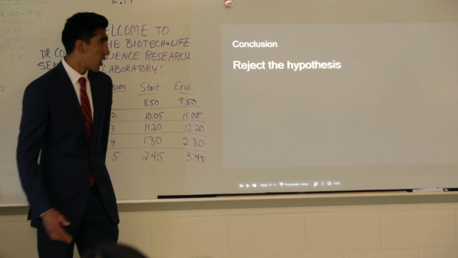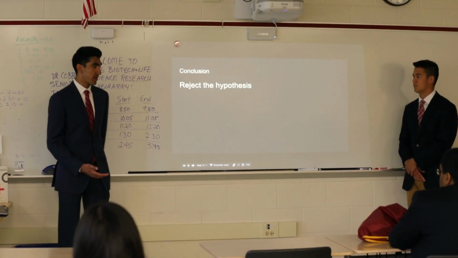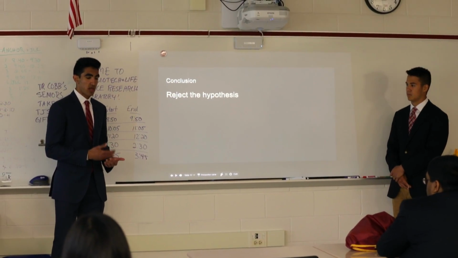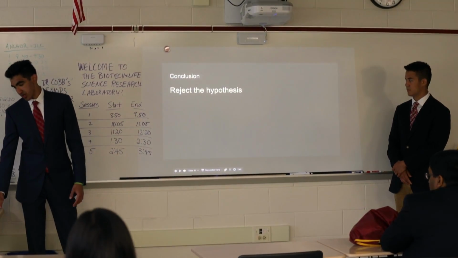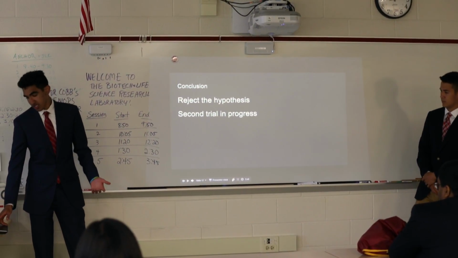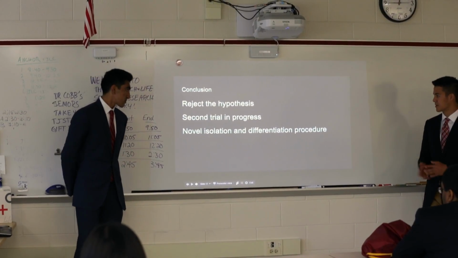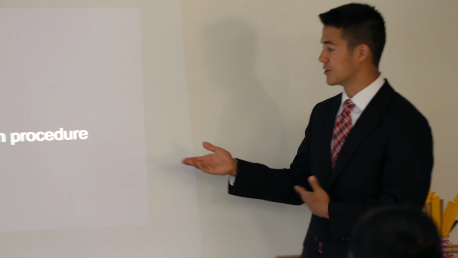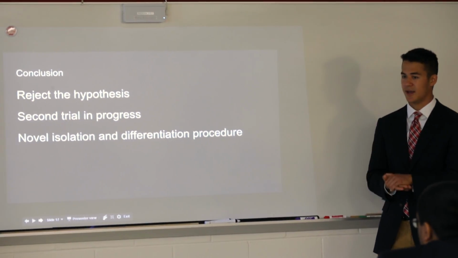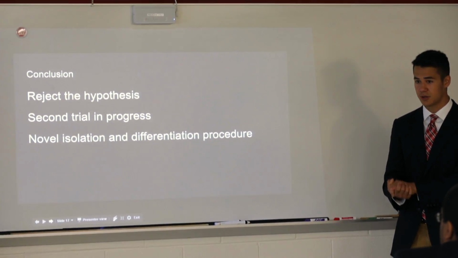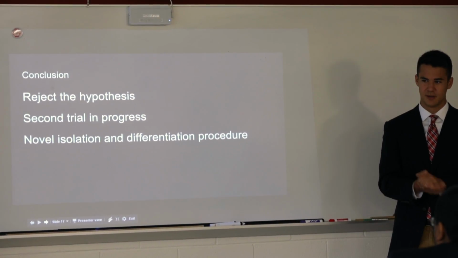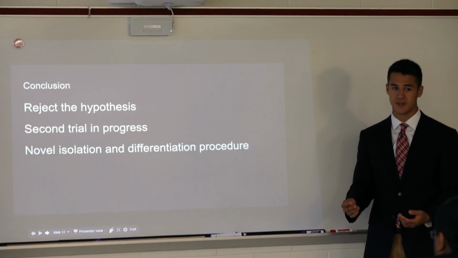Yeah. So in conclusion, with the data that we have right now, we cannot confirm a hypothesis that RH2 causes activation of PHA-induced dendritic cells. But as I said, we do have a second trial in progress. It's possible that the cells just died somehow, so that's why we're running the second trial to check about PHA. But if this second trial does work, it would confirm PHA as a novel isolation and differentiation procedure. Generally, scientists use granulocyte macrophage colony stimulating factor, GM-CSF, which is really expensive and not very powerful.